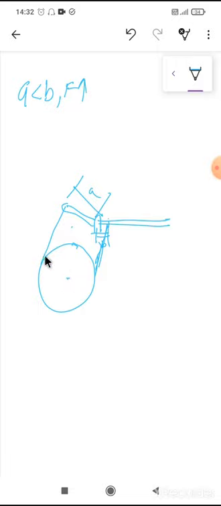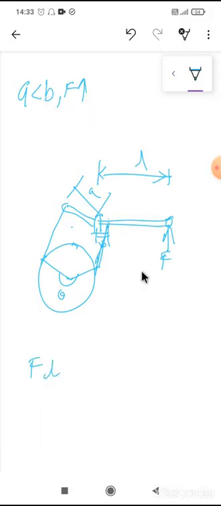So in this case, the force will be acting from the downward direction to apply the brake. So this is the length L. Let's see the various forces. First, if it is rotating in the clockwise direction, the forces will be F into L plus T1·A. So tensions are acting. For clockwise it will be T1 here and T2 here.